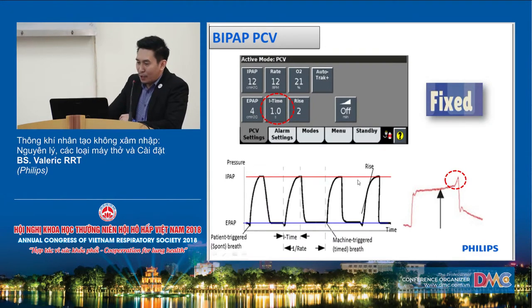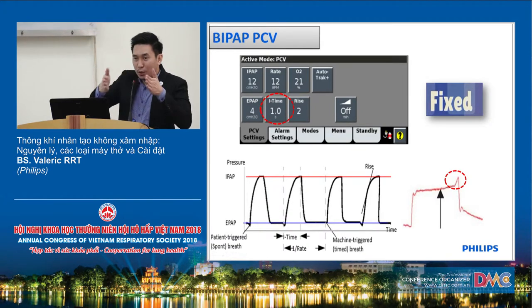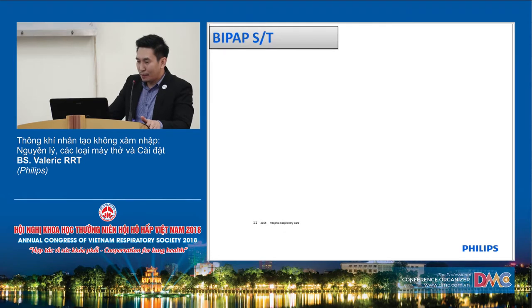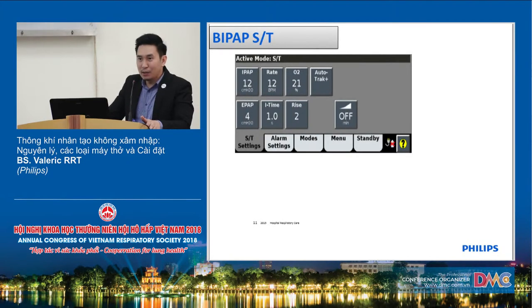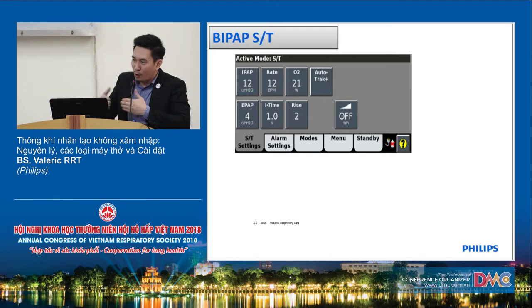So if you want to stay with the PCV, you can adjust the I time. You can prolong the I time to mimic the patient's inspiratory breathing. Or you can shift to the BiPAP ST, so that your patient has full control of the I time as well. Maybe the patient can do longer or shorter. So he has full control of the I time if you're using the ST.